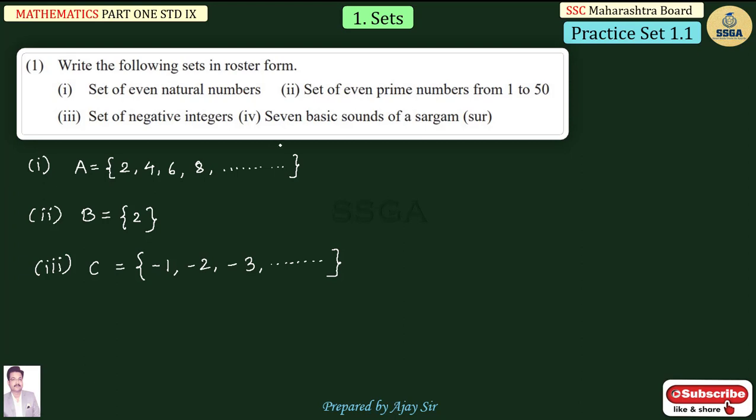Now fourth question, the 7 basic sounds of sargam or sur. Let us consider this set as D. So all these 7 basic sounds of sargam start from Sa, Re, Ga, Ma, Pa, Da, Ni, and again Sa. But the Sa element you have to write only once. So therefore this is complete. So these are the 7 basic sounds of sargam: Sa, Re, Ga, Ma, Pa, Da, Ni and Sa.